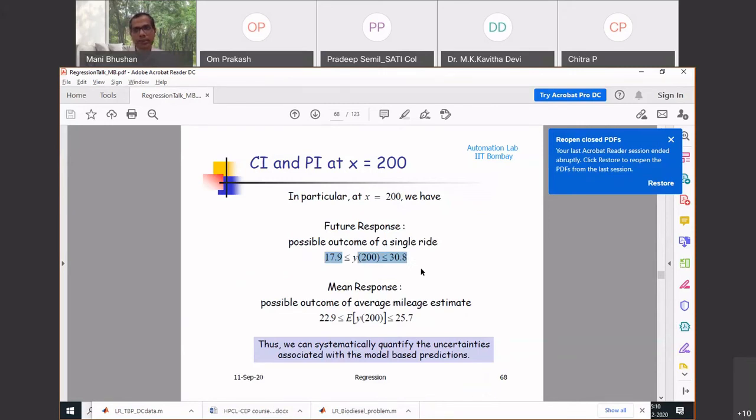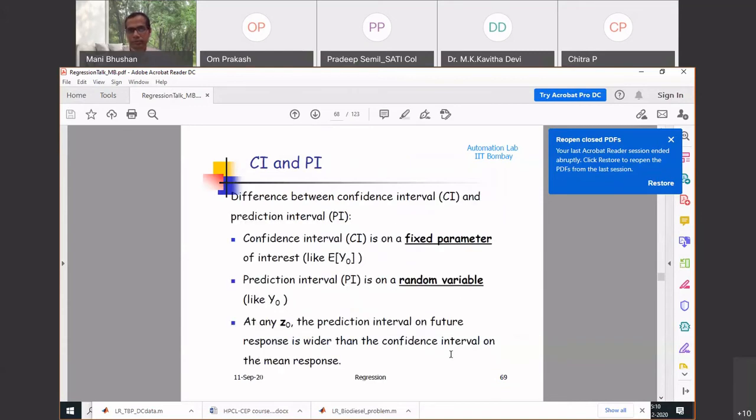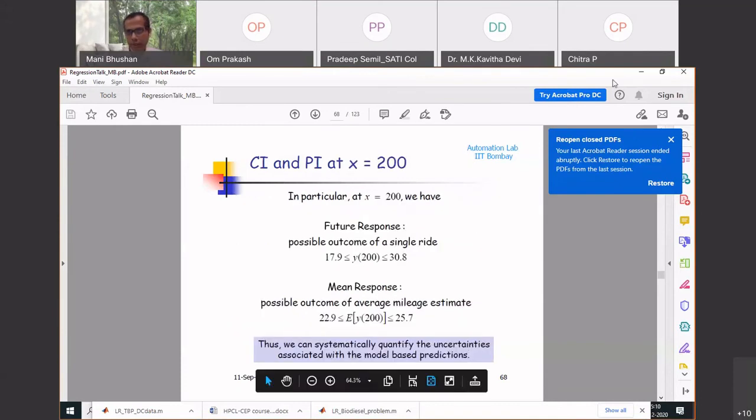Now you can do hypothesis testing. Is the true value greater than 15, equal to 15, not equal to 15? All sorts of things you can do. This is a 95% confidence interval. The last point is important here, that we can systematically quantify the uncertainties associated with model-based predictions, at least in these nice settings when the model is linear in the parameters. I think that's all I have for regression.